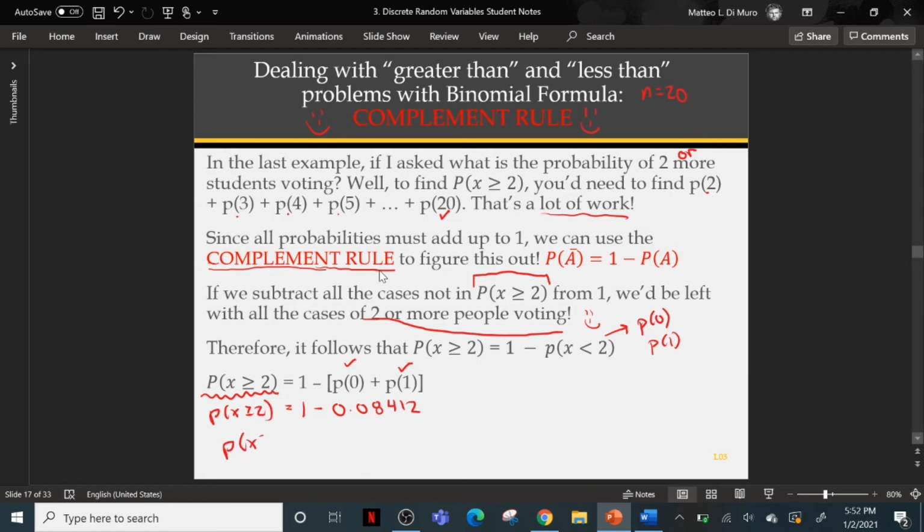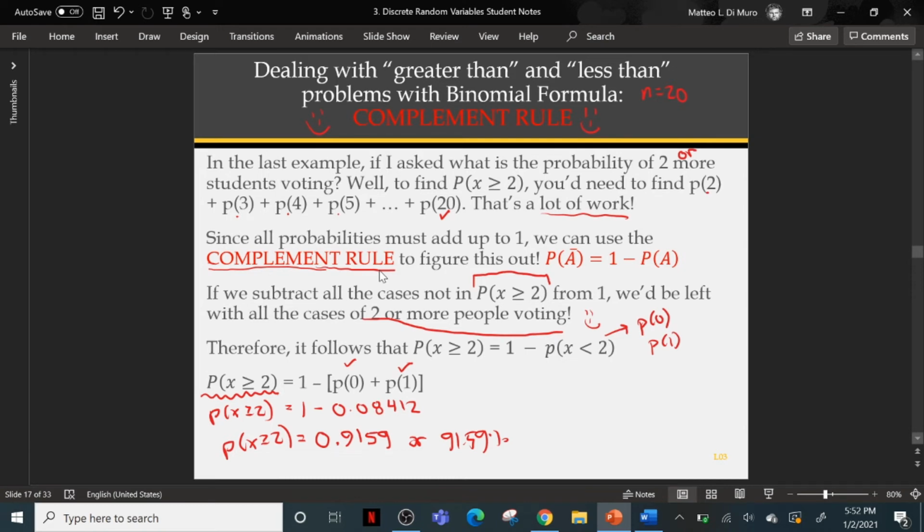I'll write that again. And you get that the probability of 2 or more people voting is 0.9159, or 91.59%. Okay, couple things here to maybe talk about. Like I said, you might have to watch this slide a few times.